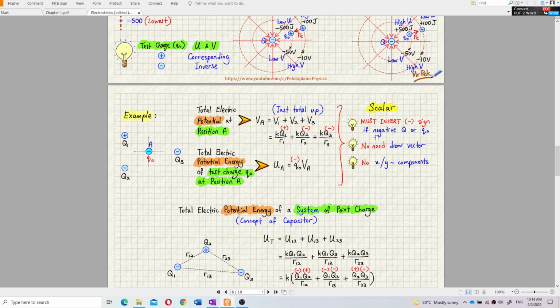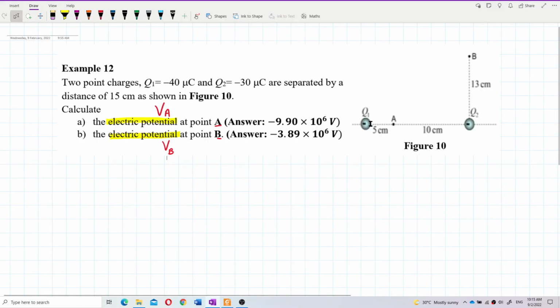No need to draw vectors because potential is just a scalar quantity, and no need to resolve any x or y components. You just add up. So the important things to remember are that for the charge, you must insert the negative sign, and the second thing is there are no xy components. Just total up. Very simple. Let's try to solve these questions.